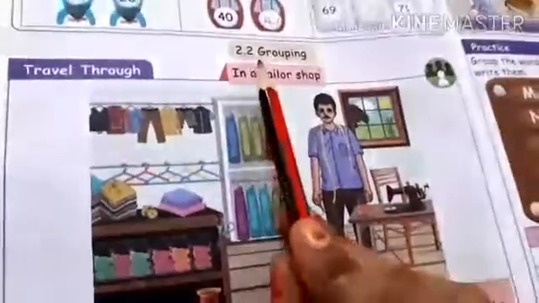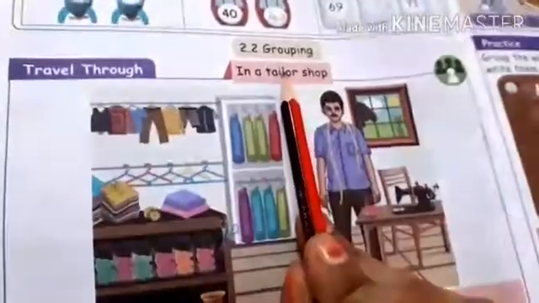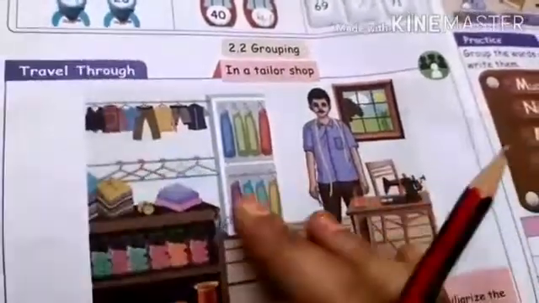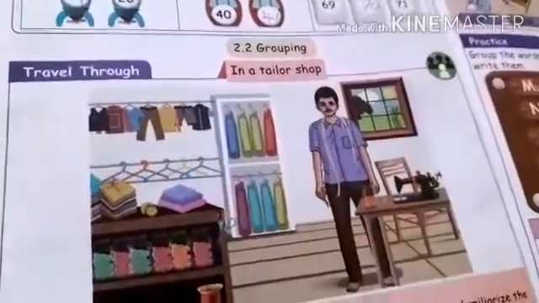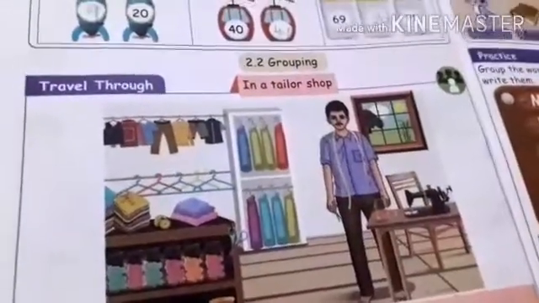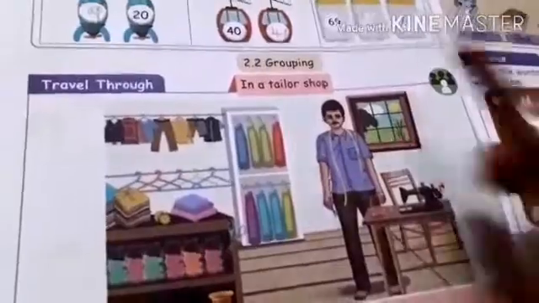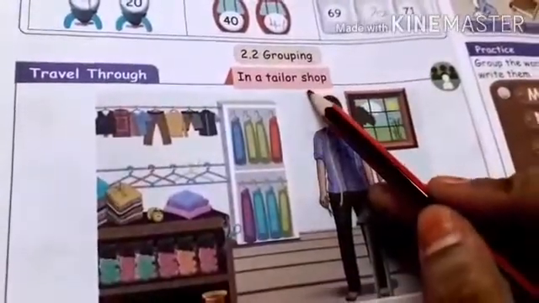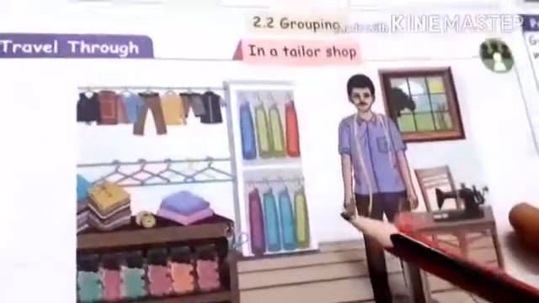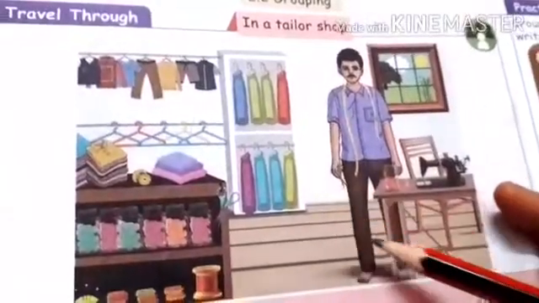Children, next one is 2.2 grouping. So you have to group the objects. If they are asking, what they are asking, have to group that. Okay. So in a tailor shop, see it carefully, have to notice all this.